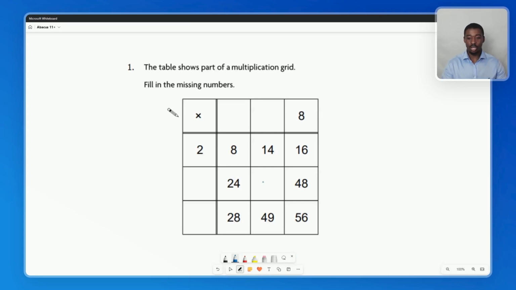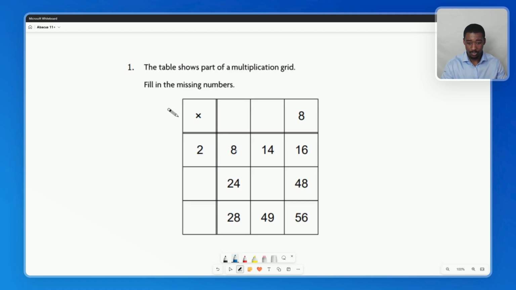Okay, so to start off this paper, we've got a nice, easy opener. Here it's just times tables. If you know your times tables, you will get through this question very easily. The main thing is just not making any silly mistakes. So let's go through this multiplication grid.